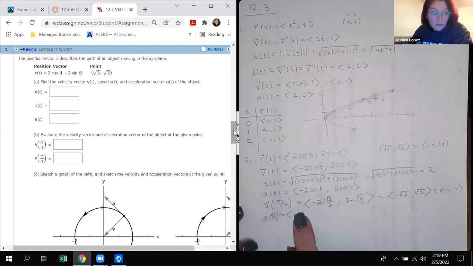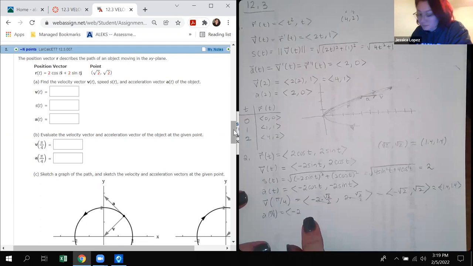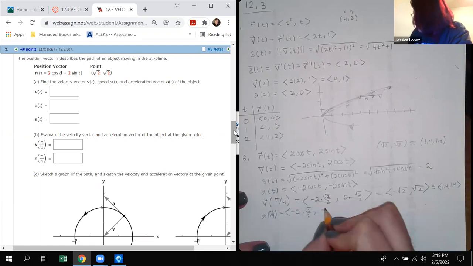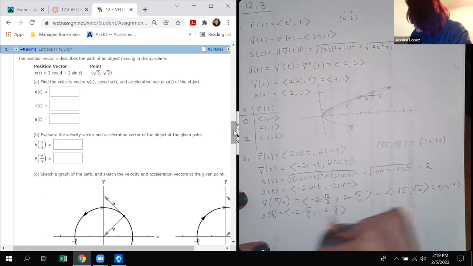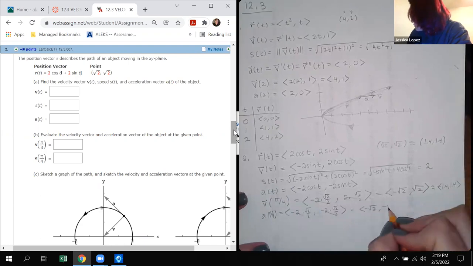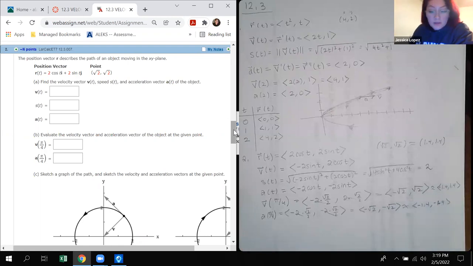Then A of T is negative 2 A of pi over 4. A of pi over 4 is going to be negative 2 times the cosine of pi over 4, which is square root of 2 over 2, and then negative 2 times sine of pi over 4, which is square root of 2 over 2. So the 2's cancel again, but you get negative square root of 2 and negative square root of 2. So about negative 1.4 and negative 1.4.